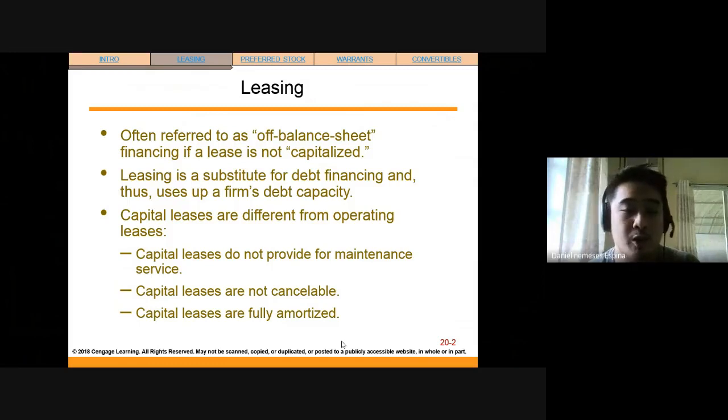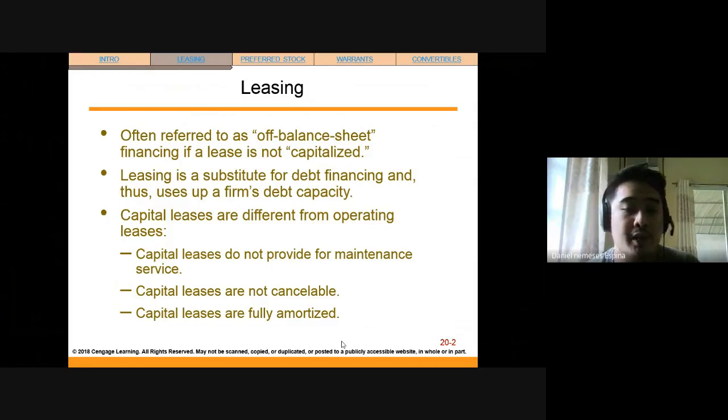Second, capital leases are not cancelable. So if a finance lease or the lease is not cancelable, there is prima facie evidence that it can be a capital lease, especially if we are using the asset most of the time, or most of the life of the asset.